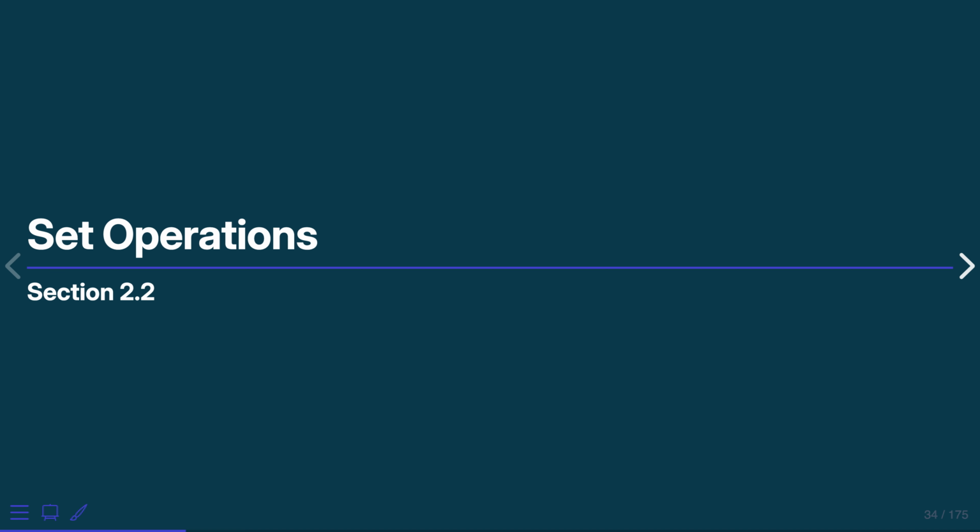Section 2.2. Set operations. So far we have described single sets. Now we learn how to combine them and compare them, just as we add or multiply numbers.